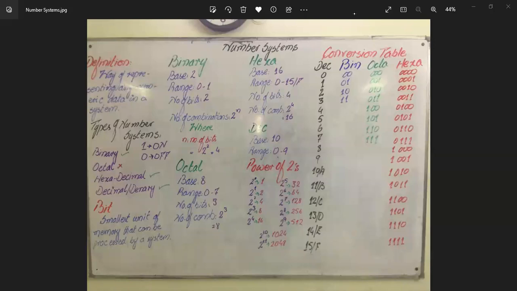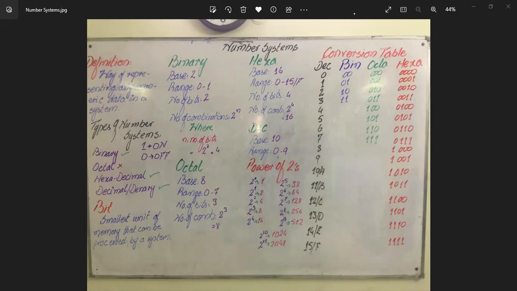Coming towards the bit, what is the concept of a bit? Bit is the smallest unit of the memory. For example, you have studied in chemistry that the smallest part of matter is termed as an atom. Similarly, over here, the smallest part of a memory is termed as a bit. There is no smaller particle than a bit in terms of memory.